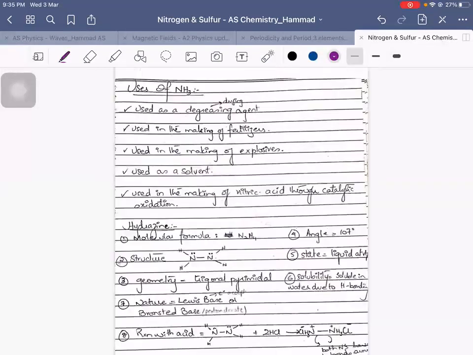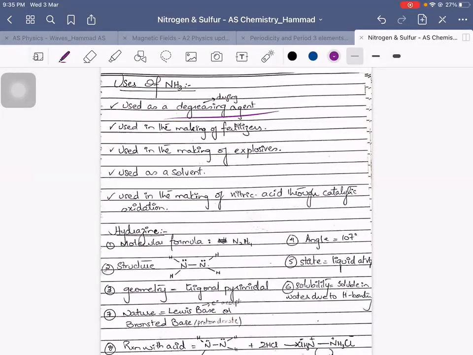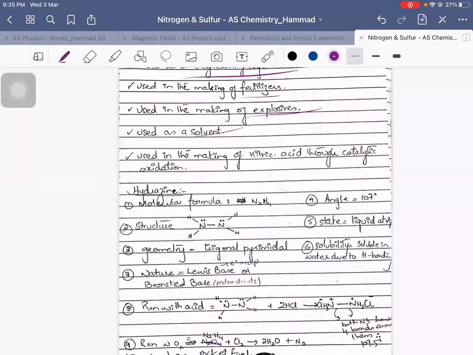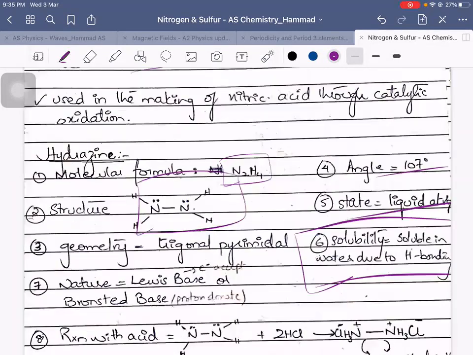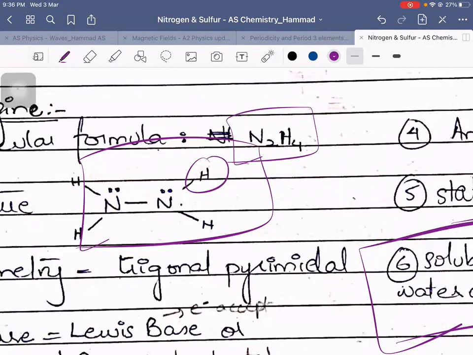Uses of NH3: degreasing agent, we need to say drying agent, fertilizers, explosives, solvent. Hydrazine is a compound N2H4. Looks somewhat like this. The angle is 107 degrees. Its state is liquid at RTP, and it is very soluble in water because of hydrogen bonding present. Hydrogen bonding occurs when hydrogen is bonded to a more electronegative element having a lone pair. More electronegative elements are nitrogen, oxygen, and fluorine.